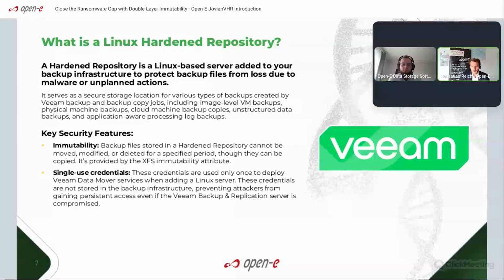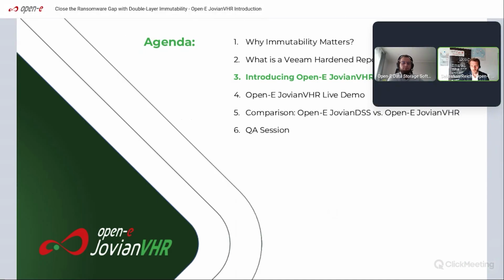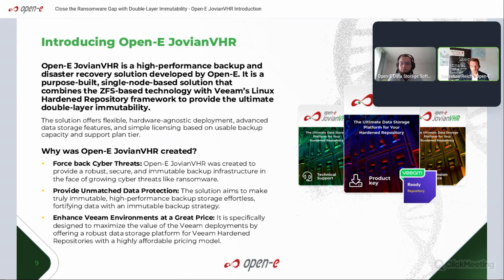Yeah, but we believe this hardened repository is not enough, and that's why we also have our product, JovianVHR, which we're going to introduce right now. What is JovianVHR? It is basically a solution which harmonizes very well with the hardened repository framework of Veeam itself, and you become a location for the backup, in this case the ZFS pool where you write your hardened repository data. This will ensure that you have yet another layer of security.